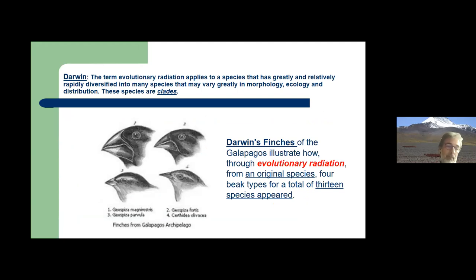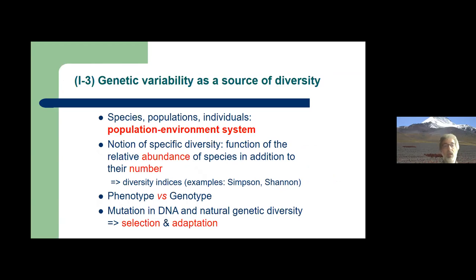For example, the best-known example of Darwin is the Darwin finches in the Galapagos, with the evolutionary radiation from one original species. They developed four big types for a total of 13 species that appeared on the same island. So from one species, we can develop some characteristics as adaptation to the environment. And this source of evolution comes from the genetic variability as a source of diversity.